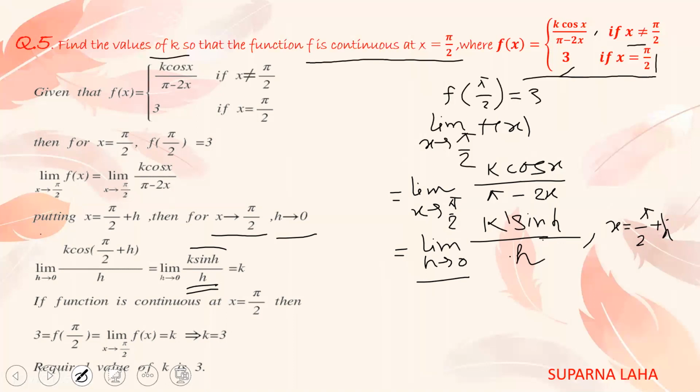So now check this value: limit h tends to 0 of sine h upon h. This is a standard limit. Value is 1. So I can write the limiting value is k. Now if it's continuous at x equals pi by 2, that means the functional value and the limiting value are both equal. That means k is equal to 3. Here is the value of k.